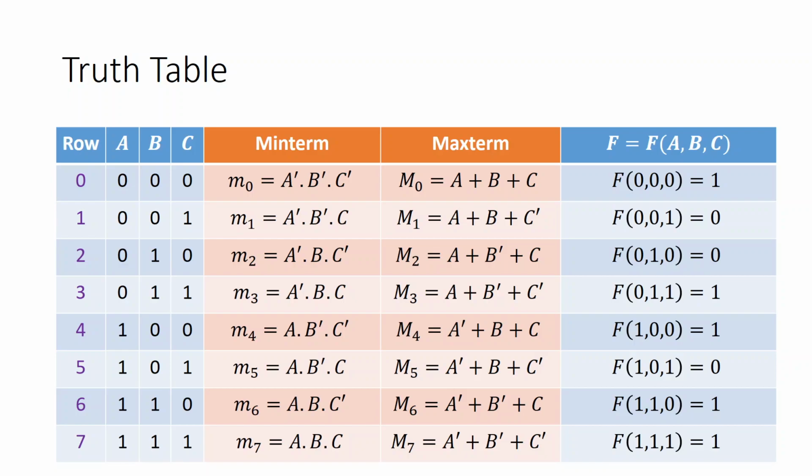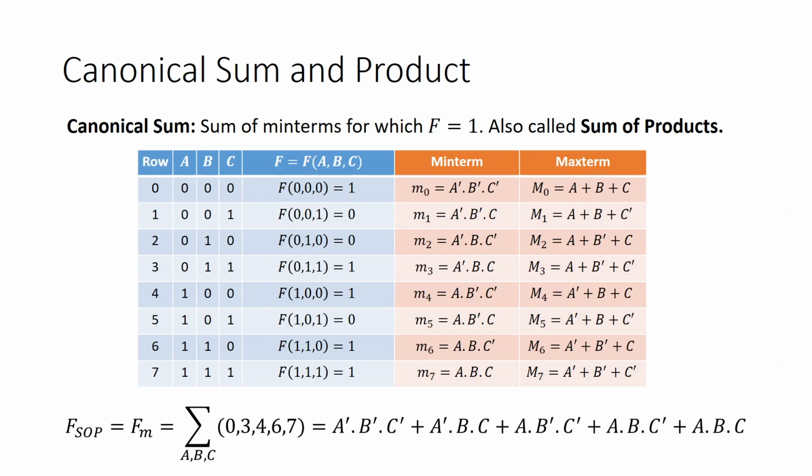Now how to form the expression, that is the question. The answer is quite simple. You have two different types of expressions that you can form. One is the canonical sum and another is the canonical product. The canonical sum is the sum of min terms for which the output is 1, for which f is 1. This is also called the sum of products, because min terms are product terms.